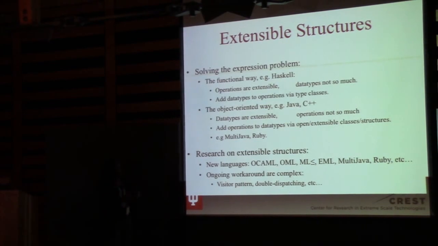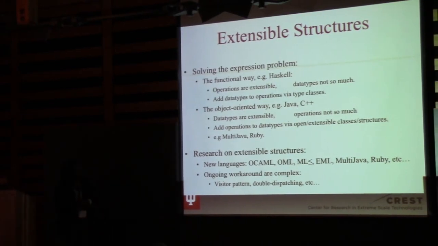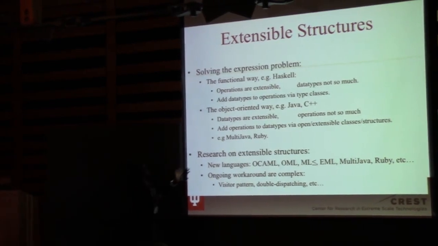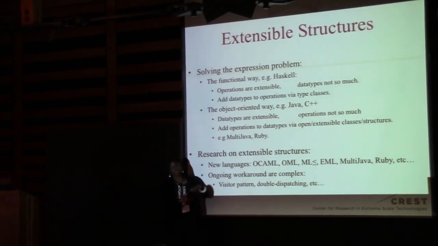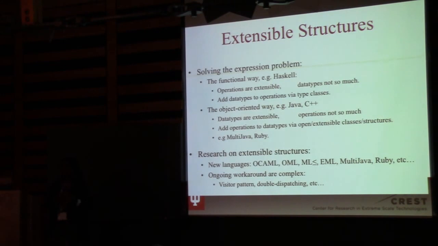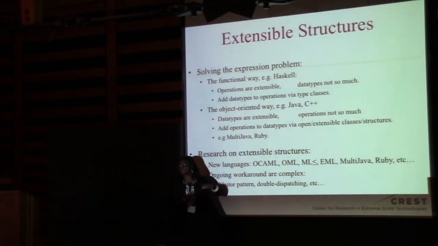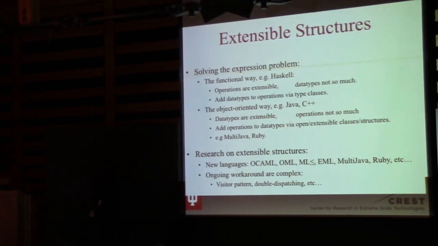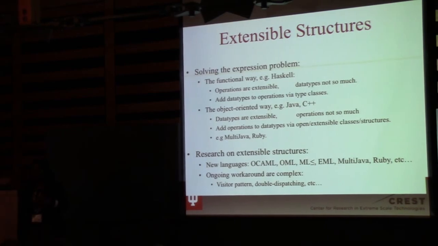So I think the point I was trying to make here was, why is it that instead of just adding it to Java, I have to go and create multi-Java? Why is it that I don't have it in C++ yet? Why is it that this guy created Ruby, presumably with the intention of also supporting extensible structures? Ruby supports a lot of different things, but it also supports extensible structures specifically, the open classes, I should say.